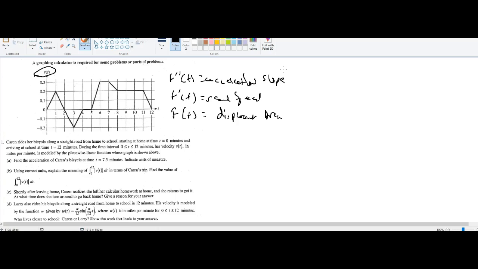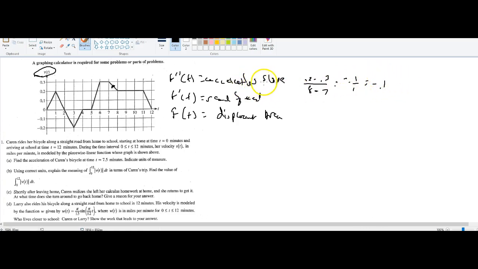So I take a look at this and go, A, it says, what's the acceleration of Karen's bicycle at 7.5 minutes? Indicate units of measure. So I go to 7.5. That looks like it's right about here on my picture. And so we are going from 0.3 to 0.2, so 0.2 minus 0.3, over 8 minus 7. Now, again, I didn't use 7.5, but it's on the same line, so the slope is the same there as it is everywhere else. Do a little math, I get negative 0.1 over 1, or negative 0.1.